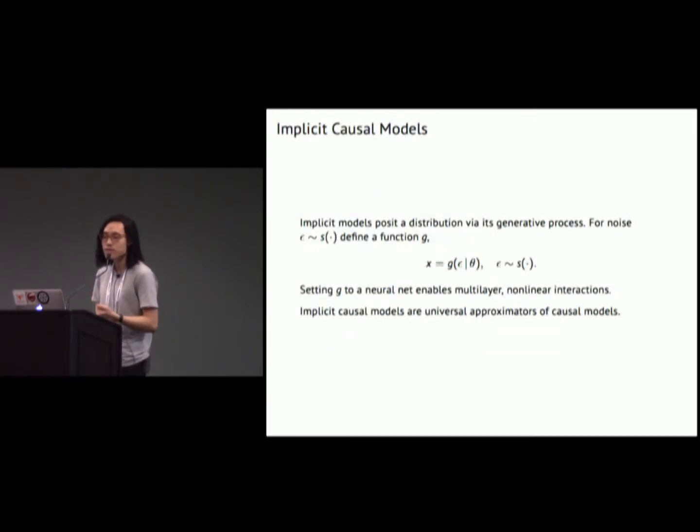Now, one thing we might like to do as an extension is to take that additive noise model and extend it with nonlinearity. We'd like to place a neural net on this. You can think of implicit models as positing a distribution via its generative process. And just as the last talk described, you have some noise source and you define some non-parametric function g. If you set this function g as a neural net, this really enables multi-layer nonlinear interactions. In our work, what we showed was that you can leverage this idea, putting non-parametric structural equations across all of the causal graph, and implicit causal models, which leverage these neural nets, are universal approximators of any causal model. That's just a straightforward theorem from neural nets as universal function approximators of continuous Lipschitz bounded functions.